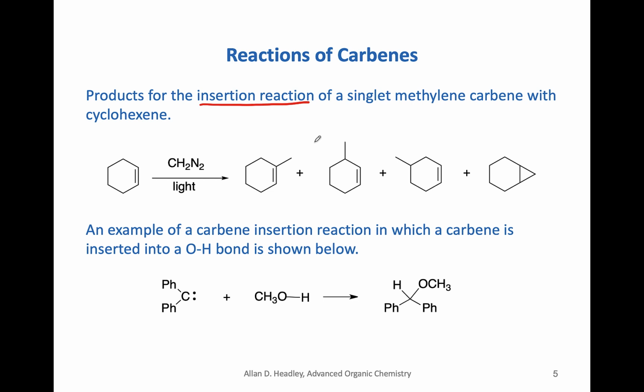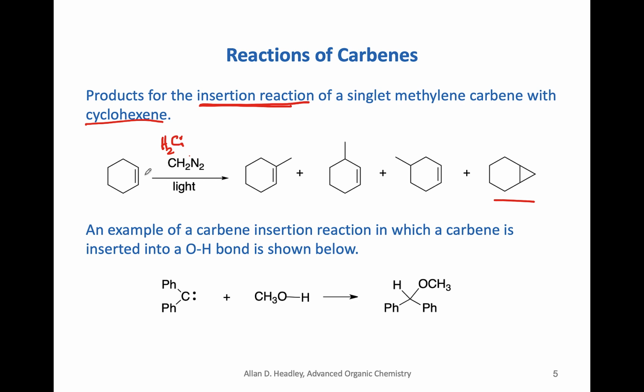So here we have an alkene right here, cyclohexene to be specific. And of course this here gives the CH2 carbene. One product, as you can expect, is right here because it's just adding right across. But let's look at the insertion.